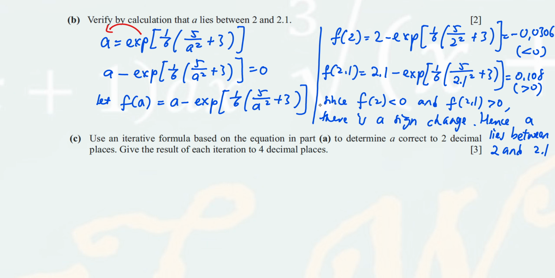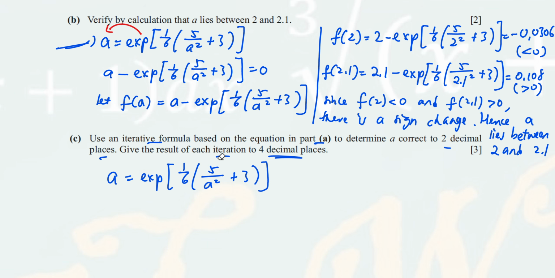Now part C, use an iterative formula based on the equation in part A to determine a correct to 2 decimal places. Give the result of each iteration to 4 decimal places. The formula in part A is actually this, so I will just write a equals exponential of 1 over 6 times 5 over a squared plus 3. Since we need the iterative formula, we need to add on the subscripts. So this will be my subscripts.